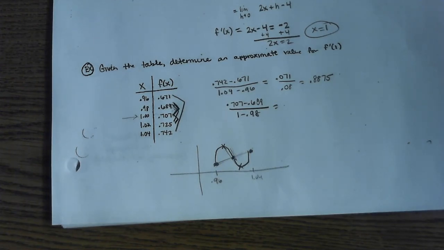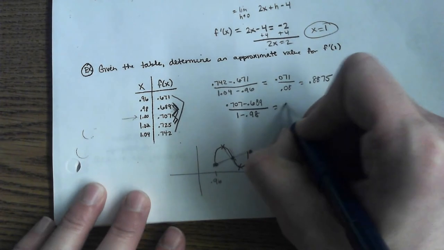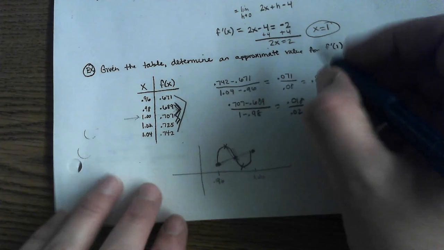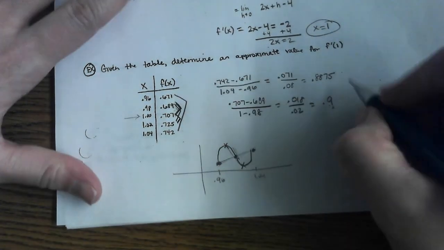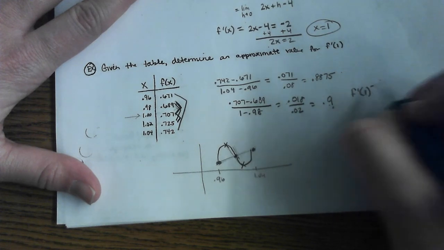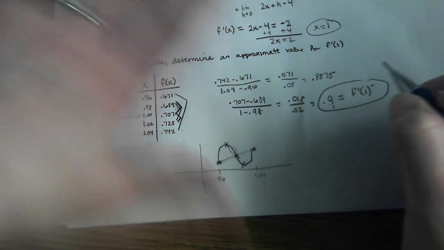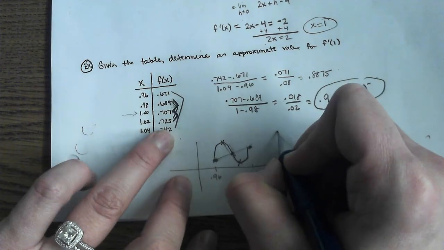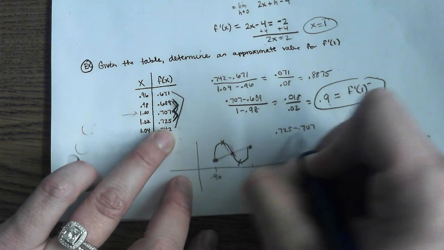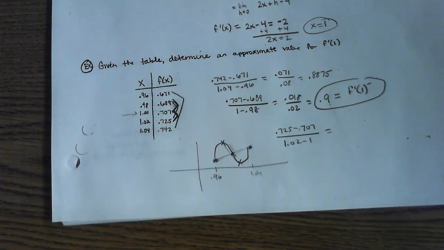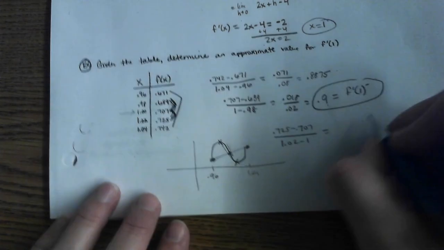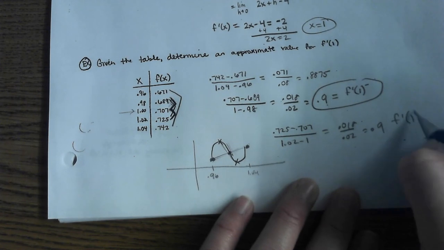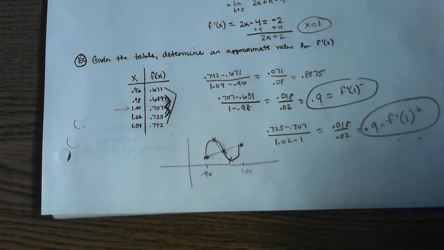You want to get as close as you can, and we're going to come from the left and come from the right. So this is our f prime at 1 when we come from the left, technically, or at least the best we can do. And then we want f prime of 1 coming from the right. So 0.725 minus 0.707 over 1.02 minus 1. 0.018 over 0.02 is also 0.9. Oops, from the right.